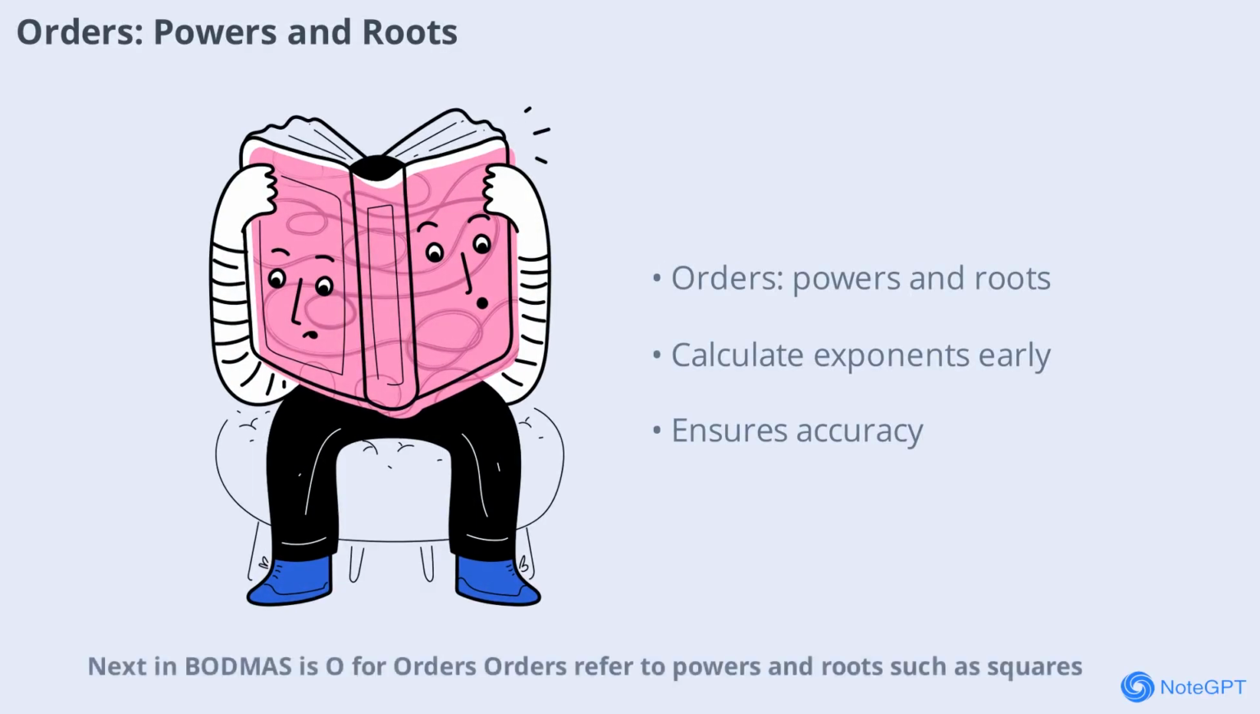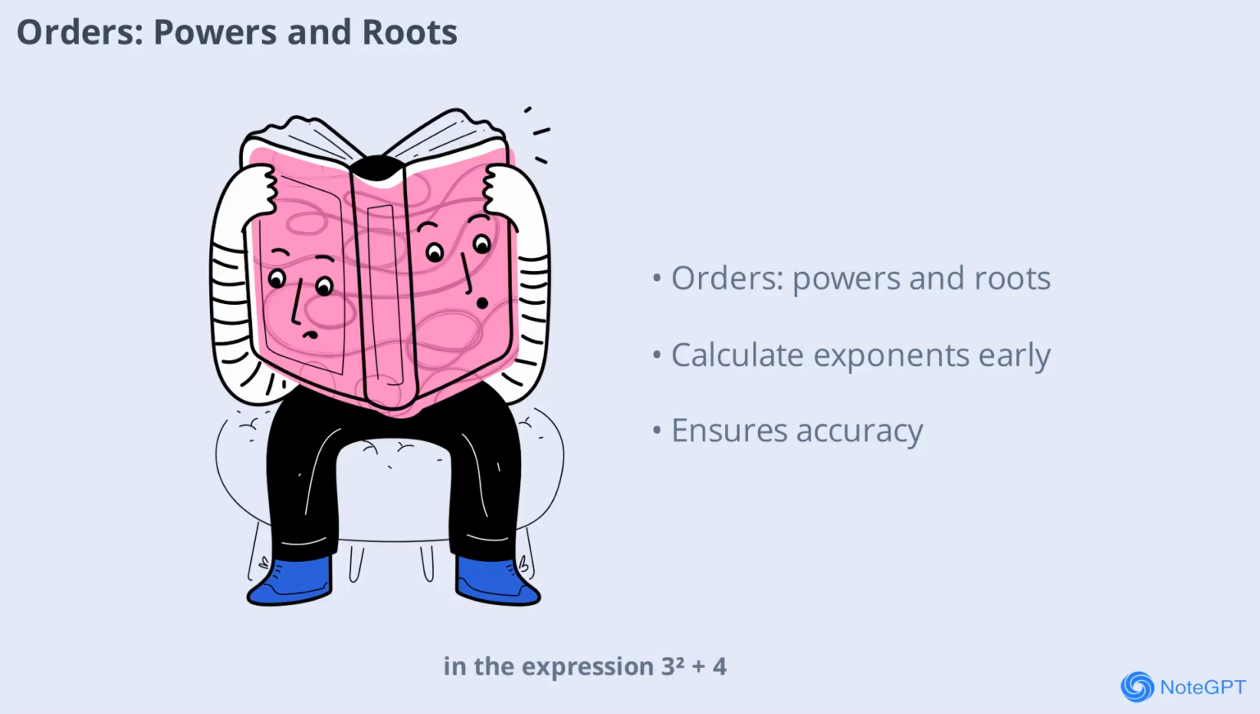Next in BODMAS is O for orders. Orders refer to powers and roots such as squares, cubes, and square roots. These operations come right after brackets. For example, in the expression 3 squared plus 4, you must calculate 3 squared, which is 9, before adding 4. Orders also include roots like square root of 16, which equals 4.